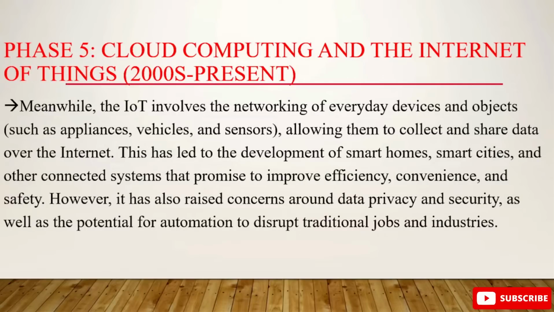Meanwhile, the IoT involves the networking of everyday devices and objects, such as appliances, vehicles, and sensors, allowing them to collect and share data over the Internet. This has led to the development of smart homes, smart cities, and other connected systems that promise to improve efficiency, convenience, and safety. However, it has also raised concerns around data privacy and security, as well as the potential for automation to disrupt traditional jobs and industries.